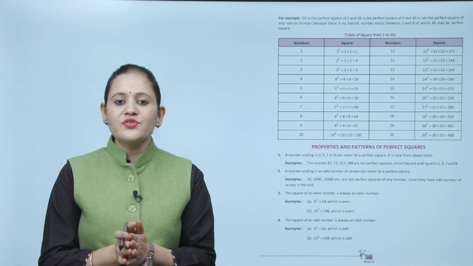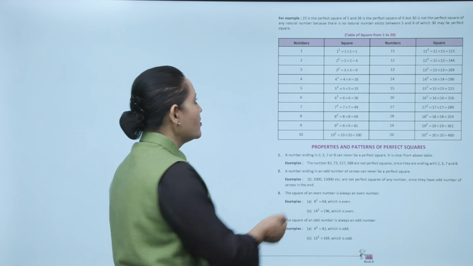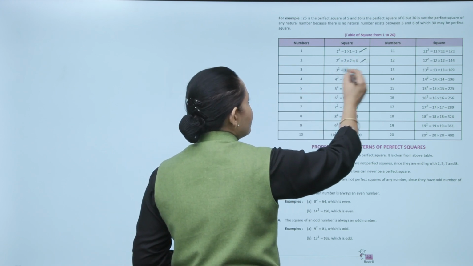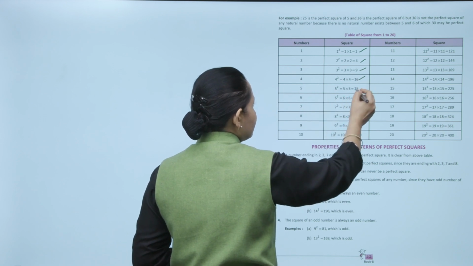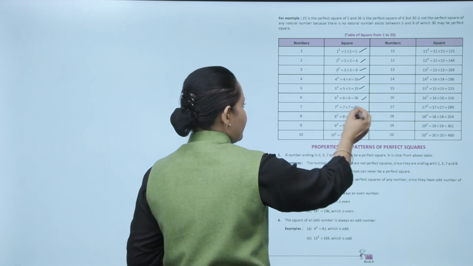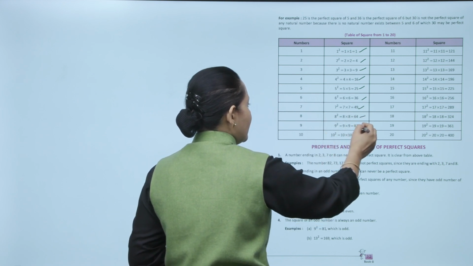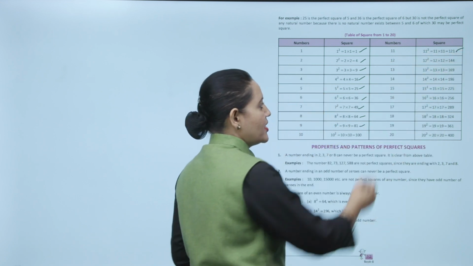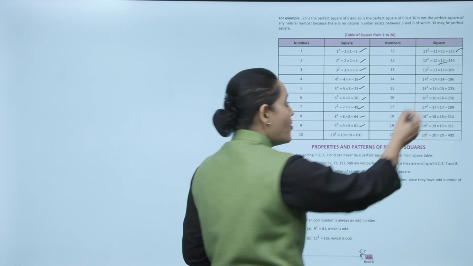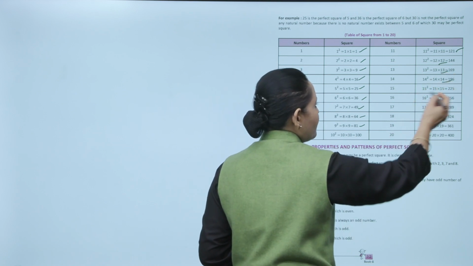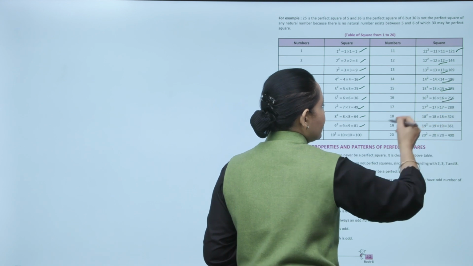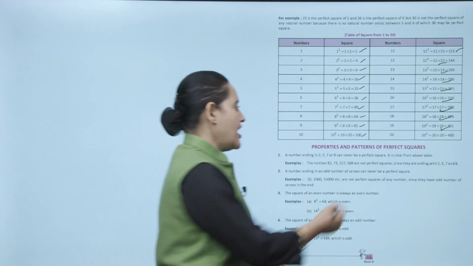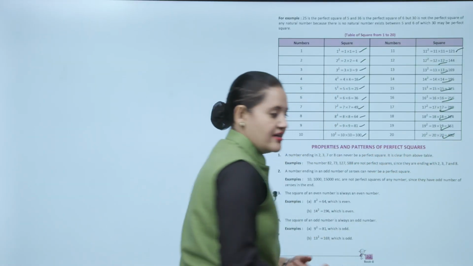Next, table of squares from 1 to 20. Square of 1 is 1, square of 2 is 4, square of 3 is 9, square of 4 is 16, 5 is 25, 6 is 36, 7 is 49, 8 is 64, 9 is 81, 10 is 100. Square of 11 is 121, square of 12 is 144, square of 13 is 169, square of 14 is 196, 15 is 225, 16 is 256, 17 is 289, 18 is 324, 19 is 361, and square of 20 is 400.